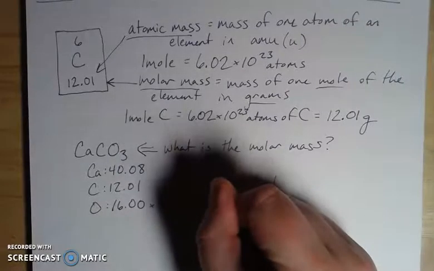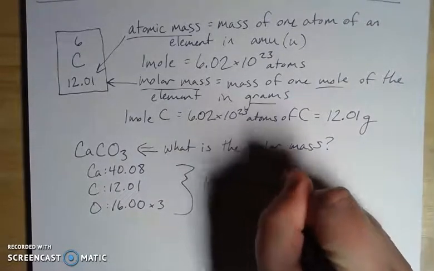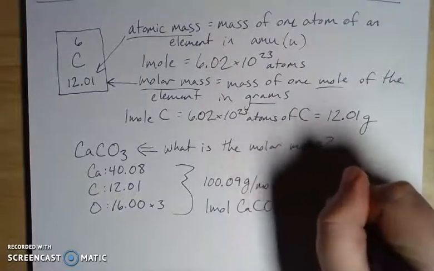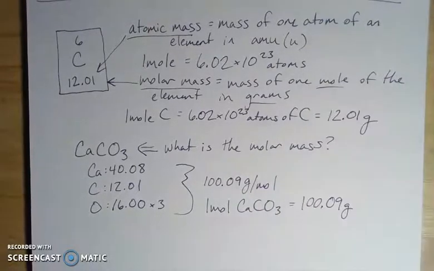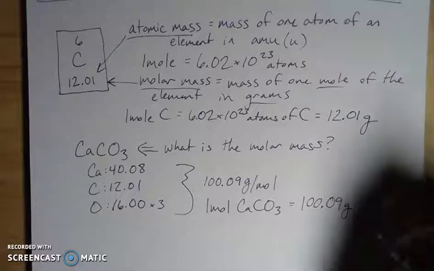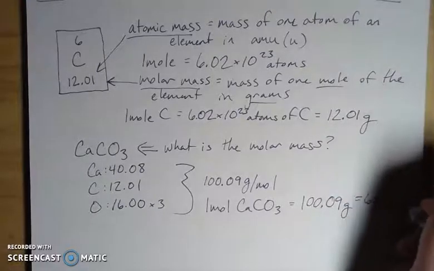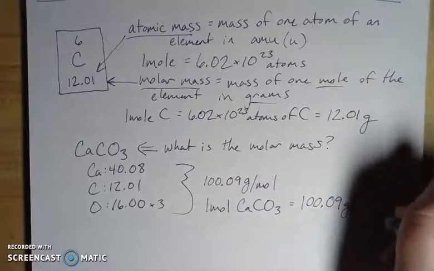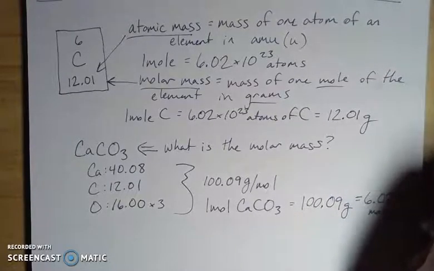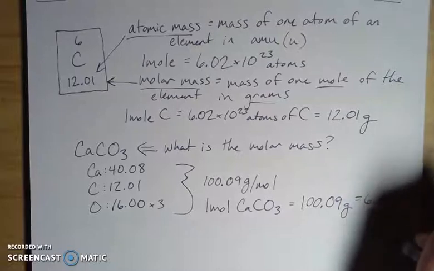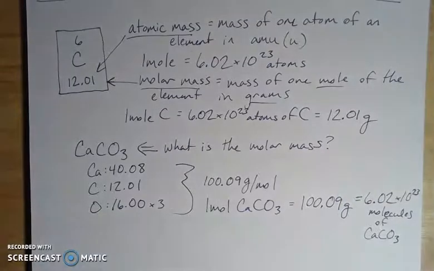So what this means is that 1 mole of calcium carbonate is 100.09 grams. So if I have a bottle that is labeled calcium carbonate and I weigh out and put in my little weigh dish 100.09 grams of it, then that will give me 1 mole, or 6.02 times 10 to the 23rd molecules of calcium carbonate. Okay, so 6.02 times 10 to the 23rd of that particular ionic compound, calcium carbonate.